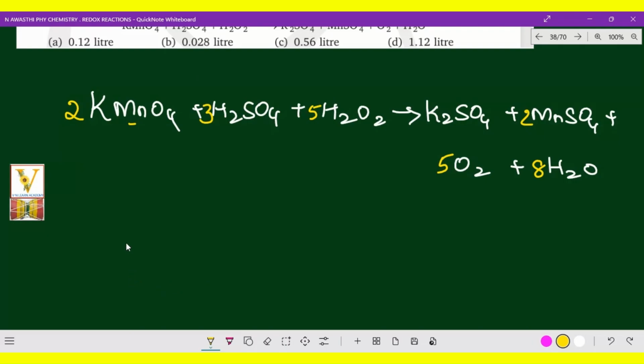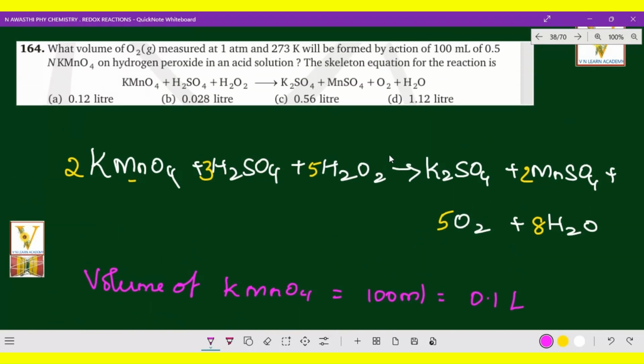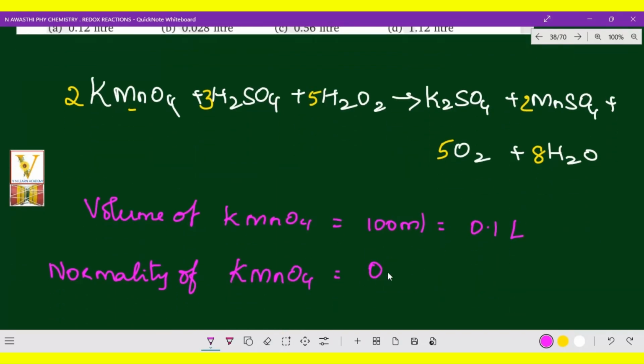Right, now let us find out the answer for this question. Here the data: the volume of KMnO4, how much did we get? 100 mL, as we read in the question. We can convert it into liter, that is 0.1 liter. Now the normality of KMnO4, we have seen here, 0.5 N.